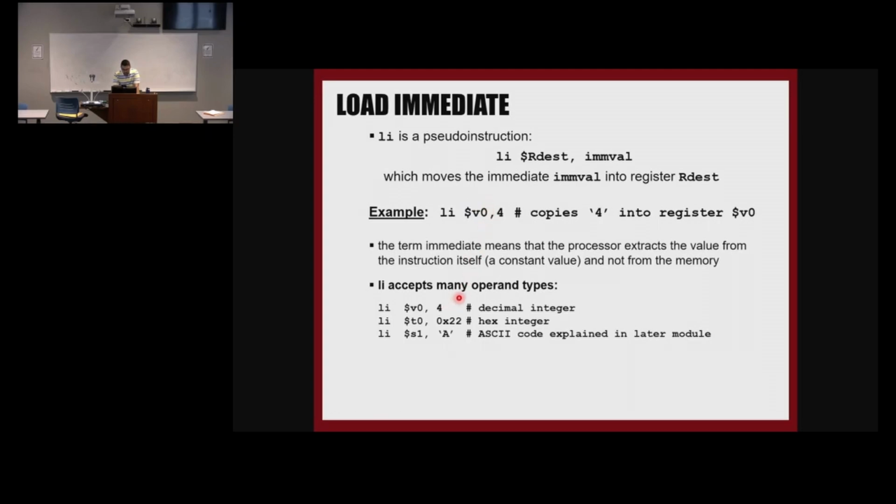And it accepts different types of inputs. You can have a decimal integer, you can have hexadecimal, you can have ASCII values. But what is going to be stored in V0, T0, and S1 is binary units. So you can store hexadecimal, but when you actually look at your register, you see binary numbers there, 0s and 1s.